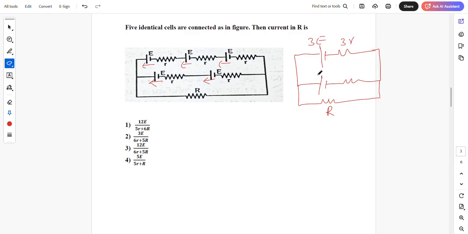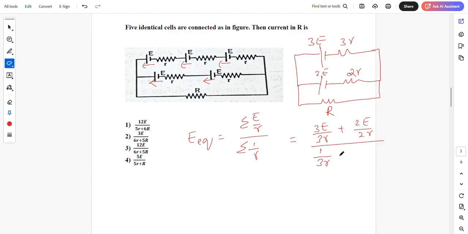Here, same polarity, it becomes 2E. R plus R becomes 2R. You know how to calculate equivalent. How to calculate E equivalent? I have given the formula in Millman's theorem: sigma E by R divided by sigma 1 by R. That is equal to 3E by 3R plus 2E by 2R, divided by 1 by 3R plus 1 by 2R, right?